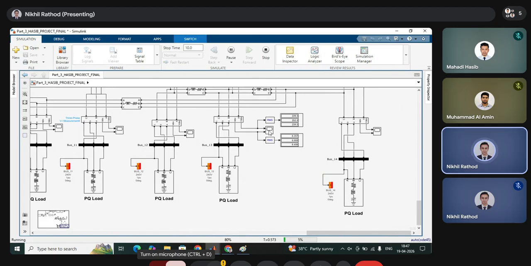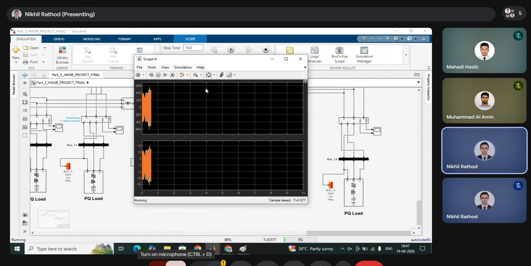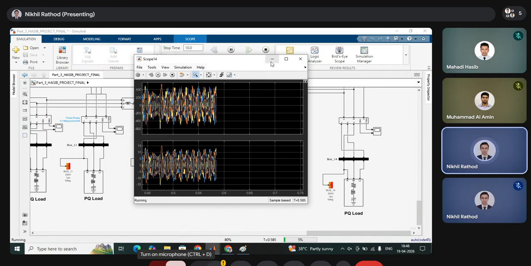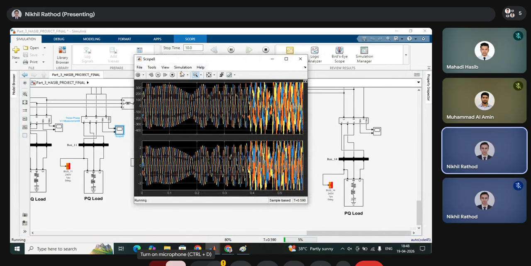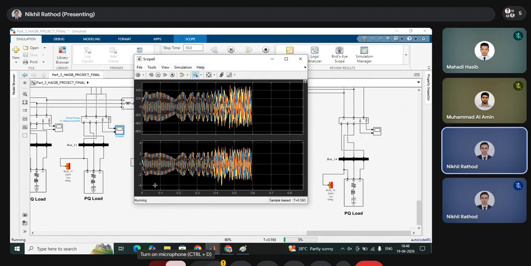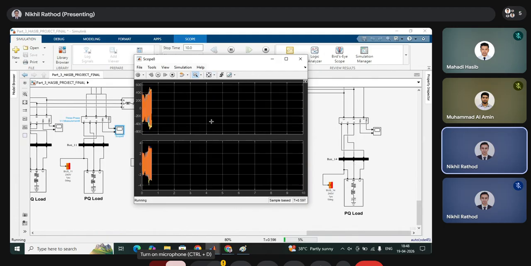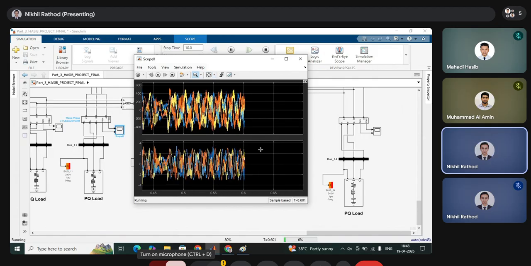For the remaining location, let's say this location, there was no major impact of the fault. There is, but not that much. You can see the waveform quality is totally distorted after the fault. Initially, there was a clear sine wave. Even at this condition, you are seeing a clear sine wave. But right now, it is not, due to the influence of the fault.